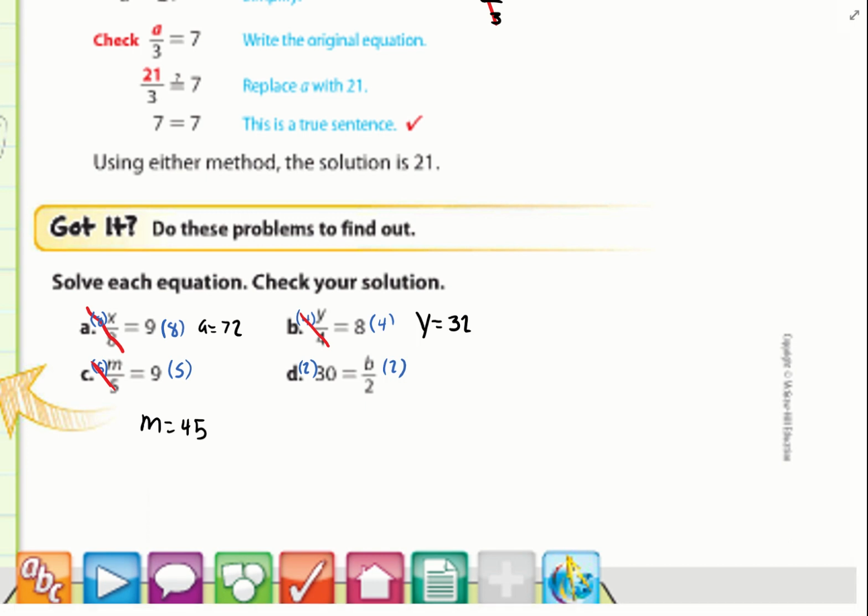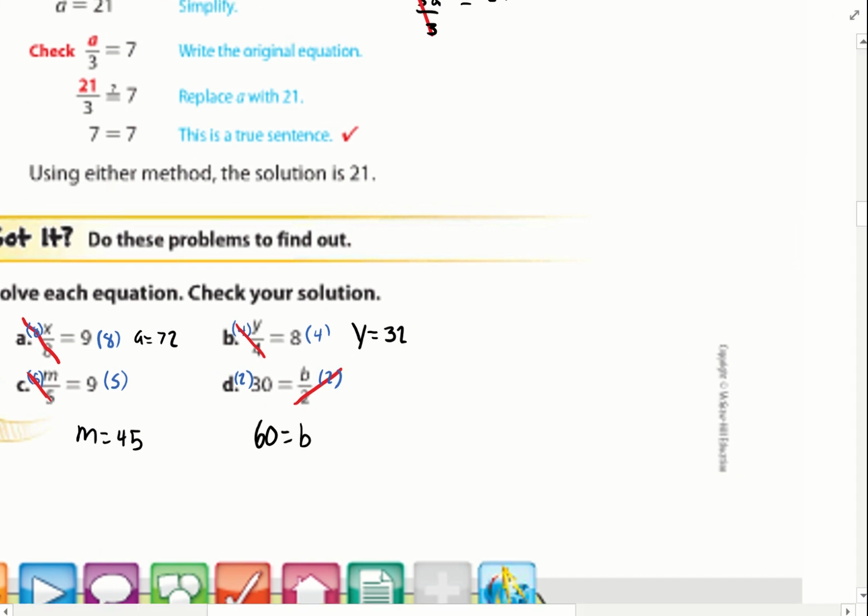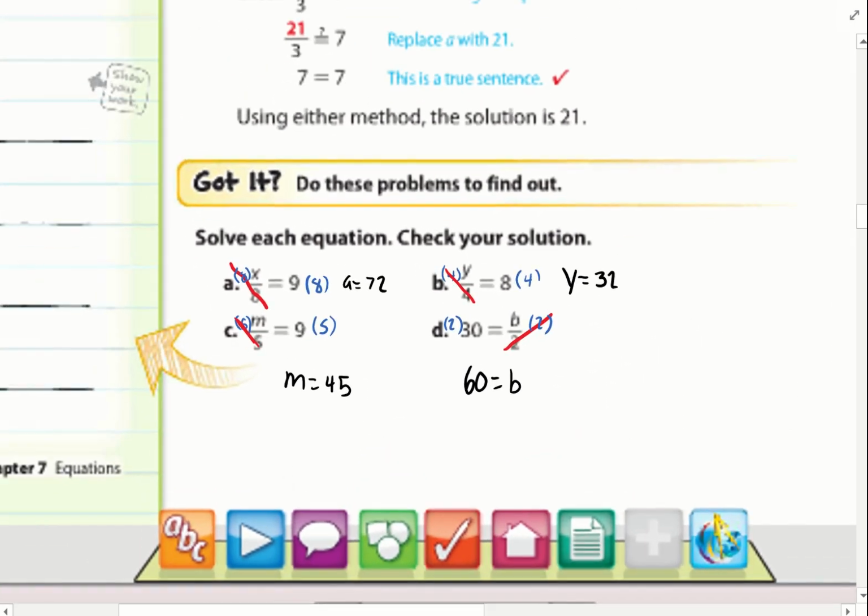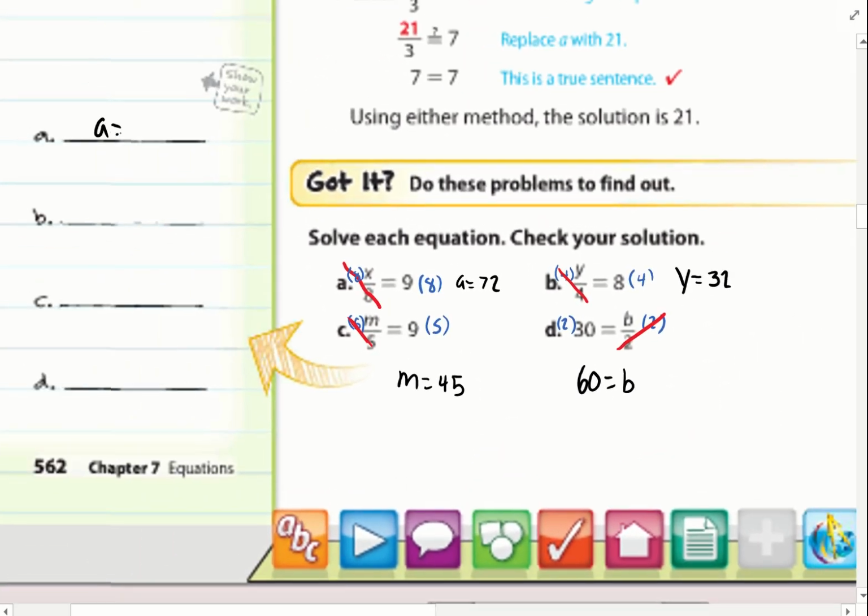And for d, we have 30 equals b divided by 2. We're going to multiply 2 to each side. 2 times 30 is going to equal 60, equals b. So we have a equals 72. For the first one, it should be x. x equals 72, y equals 32, m equals 45, and 60 equals b.